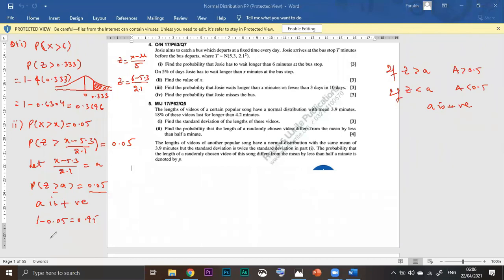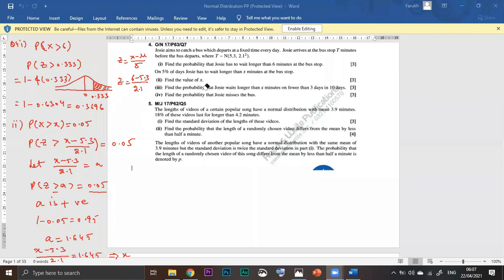A is equal to 1.645. So (x minus 5.3) over 2.1 is equal to 1.645. What is the final value, please, Skandar? 8.75. Thank you. Now, part number 3.